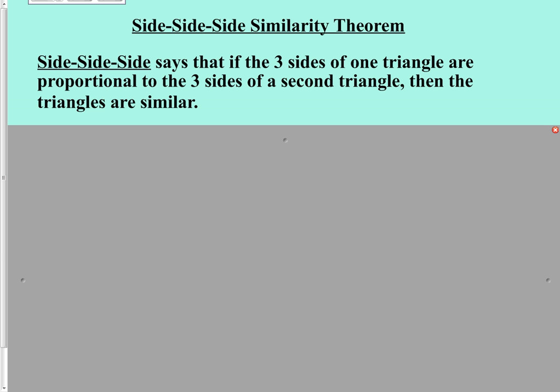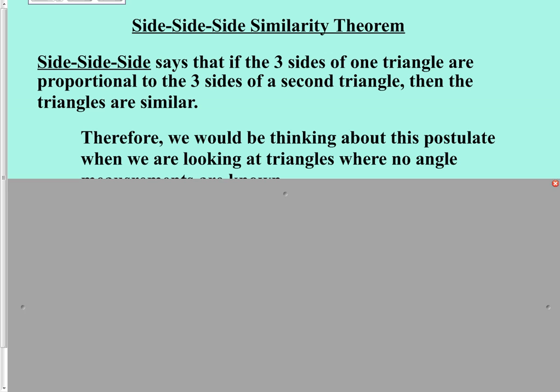But you should be wondering, where have you heard side, side, side before? This was also one of the rules that could prove two triangles to be congruent. To prove two triangles congruent, we wanted the three sets of sides to be congruent to each other, but with similarity, we're only concerned about them being proportional. So it says that if the three sides of one triangle are proportional to the three sides of a second triangle, then the triangles are going to be similar.